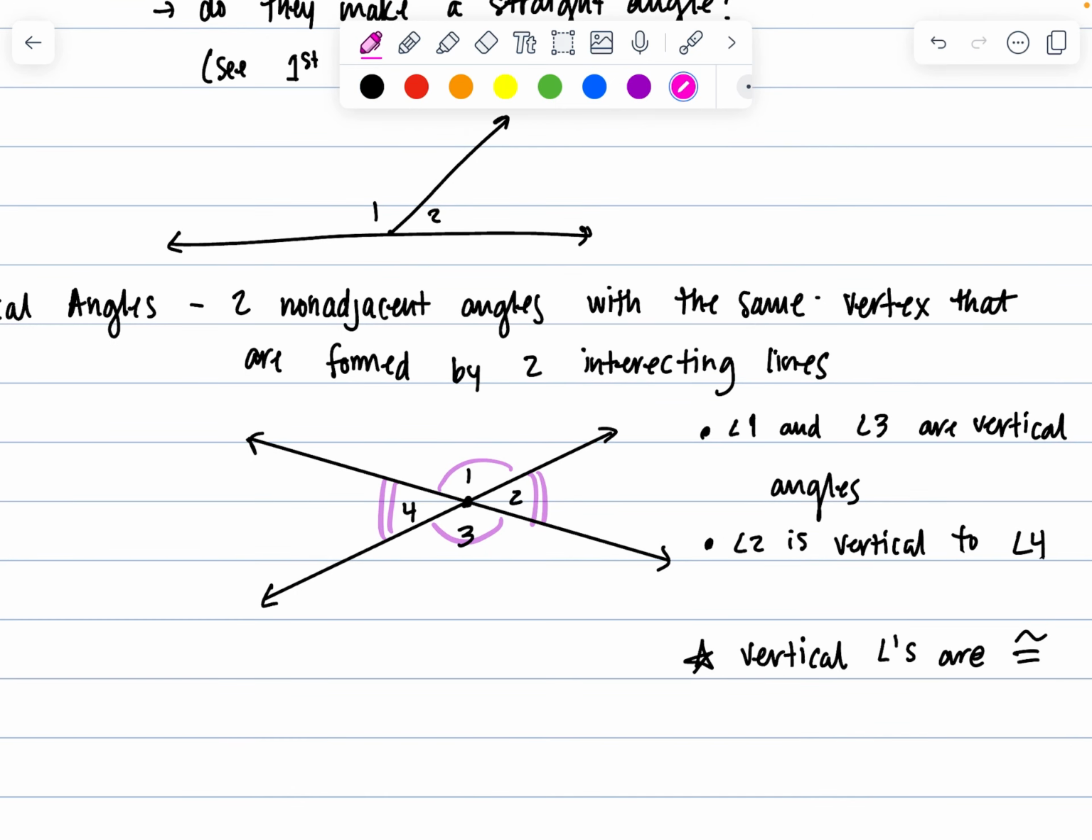Meaning, if angle 1, I'm going to put this in pink, don't copy this down, was 100 degrees, we could then assume angle 3 is also 100 degrees. If I said this was 120 degrees, angle 3 would also be 120 degrees. Same thing goes for 2 and 4. Okay?